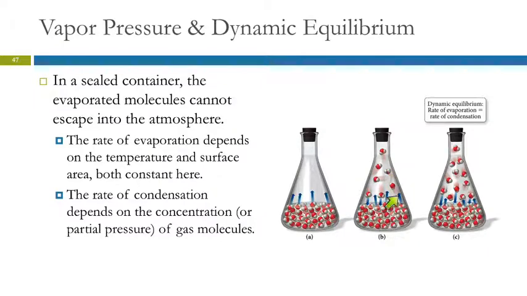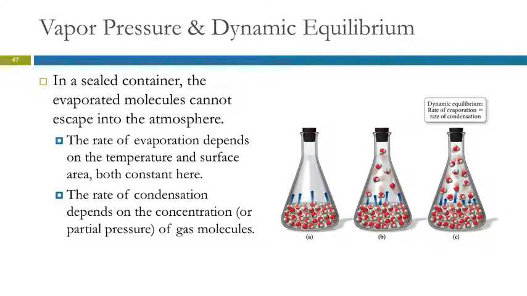As evaporation proceeds, we get more water molecules in the gas state. These are going to bounce around like gas molecules do. Eventually, they're going to collide with the surface of the water and become trapped. They're going to condense. The rate of condensation depends on how many gas molecules are in that space. The more gas molecules there are, the more gas molecules will crash into the surface of the water and condense.